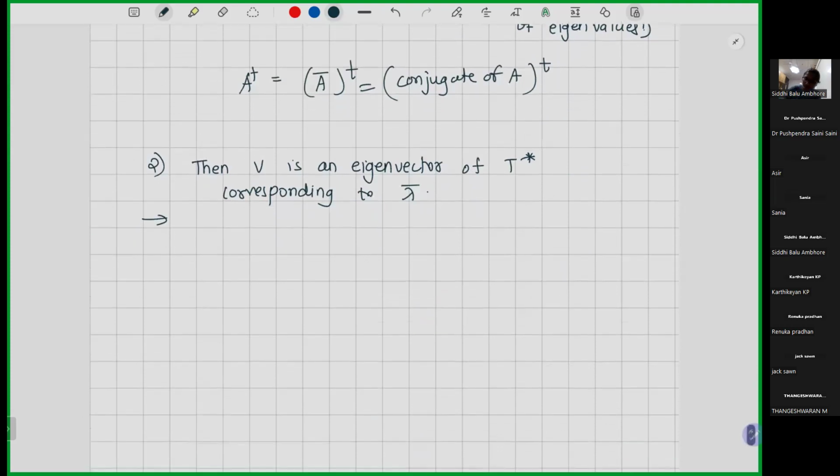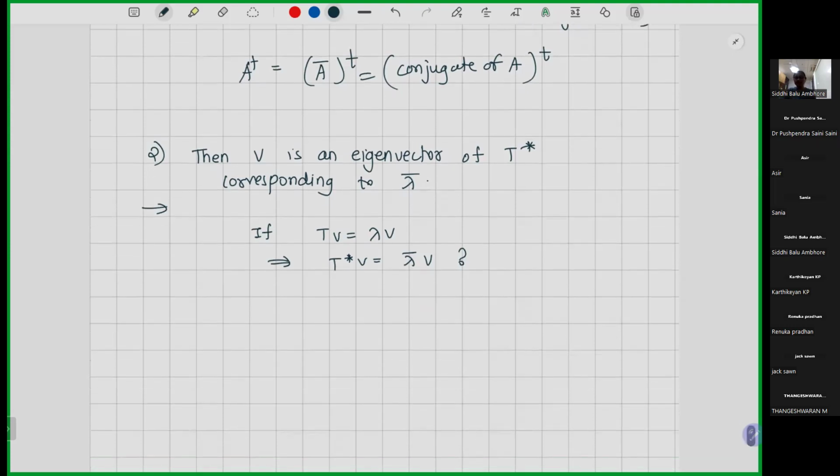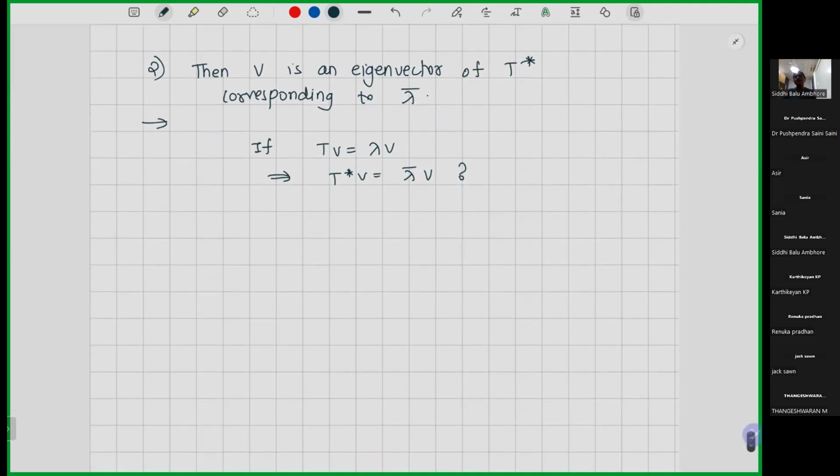That is, let me write: if TV is equal to lambda V, then T star V is equal to lambda bar V. Whether this implication is true or not, that is the question. Any guesses for this? If true, then let us start the proof. Or if not, can someone give me an example?